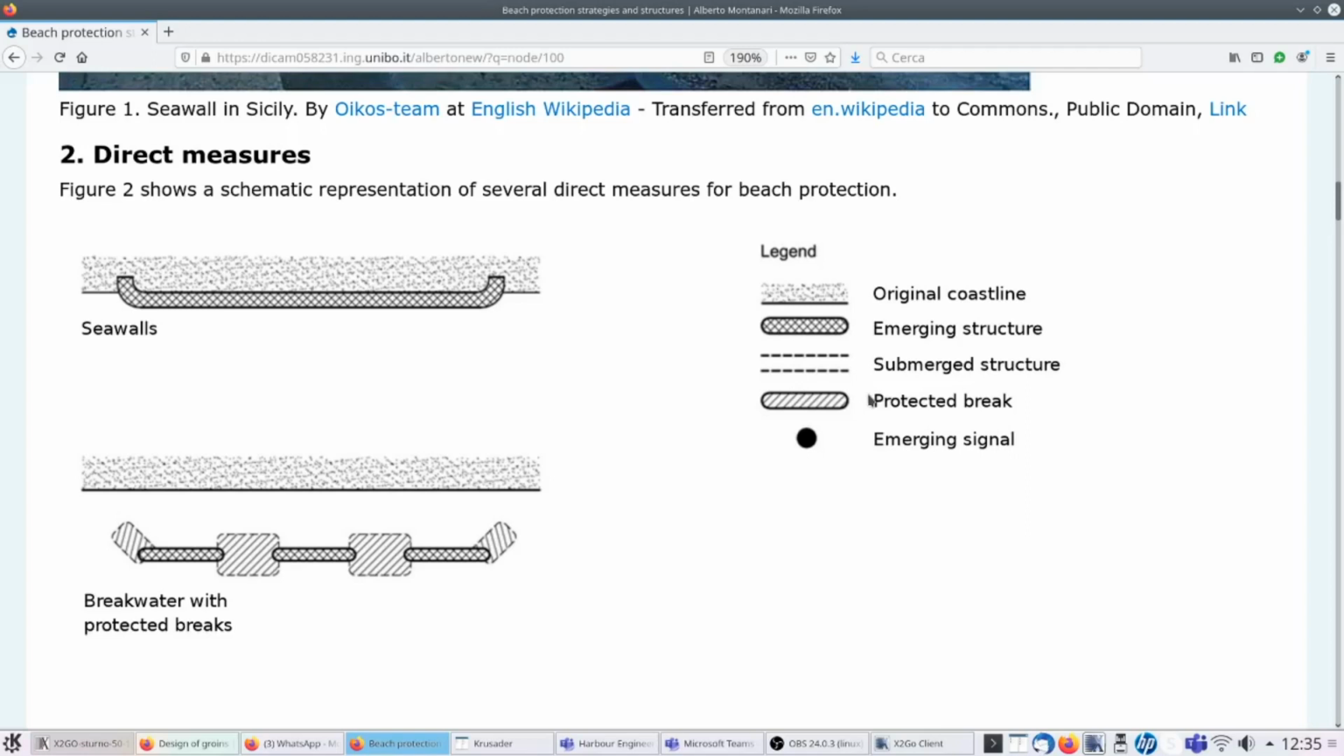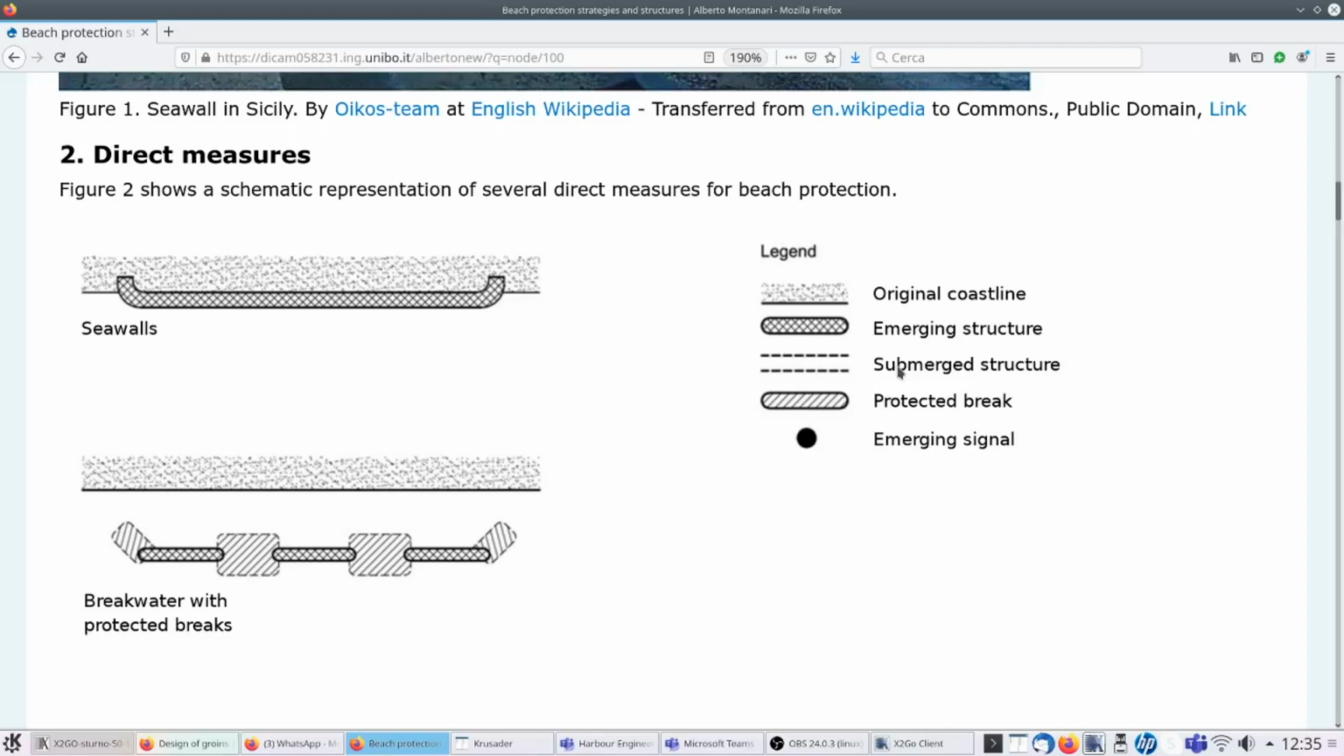between structures. Sometimes when we place a sequence of structures, we need to protect the breaks, because in the breaks you have a concentration of the energy of the waves, which is in a way conveyed by the structures into the breaks for diffraction, etc. And therefore, given that you have a concentration of energy there, you need to protect them. Or sometimes, let's say, it's advisable to protect them.